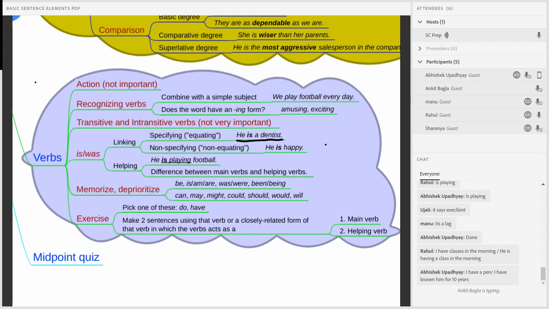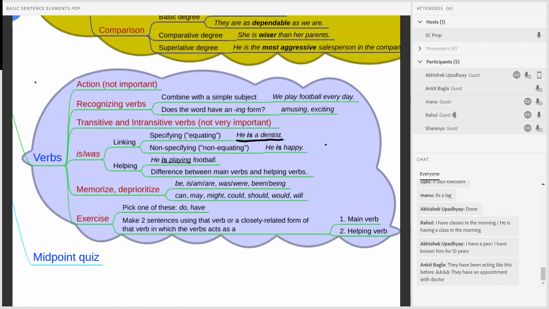So Rahul, what I wanted to ask you is, you've given us a couple of examples. Could you walk us through this? Okay, in the first case, I have classes in the morning. Here, have is not having any helping verb preceding it, so that's why it's the main verb. And in the next one, I've used he is having a class, so is is the helping verb here, and without that helping verb, the sentence sounds awkward. So that is actually required in the sentence.